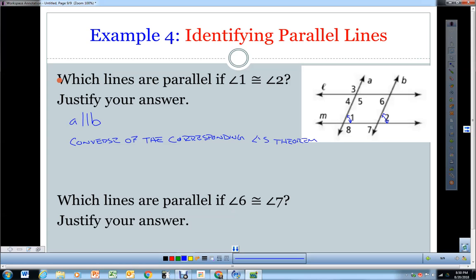All right, so you guys figure out the next one. Pause the video, come back and check your answer when you're done. All right, so once again you should see that it is going to be the converse of the corresponding angles theorem, because we're now looking at angles 6 and 7. These are corresponding angles. This one touches line L and line B. This one touches line M and line B, so therefore B is our transversal. These are our parallel lines. And 6 and 7 are corresponding angles, so we'd say that it's by the converse of the corresponding angles theorem.